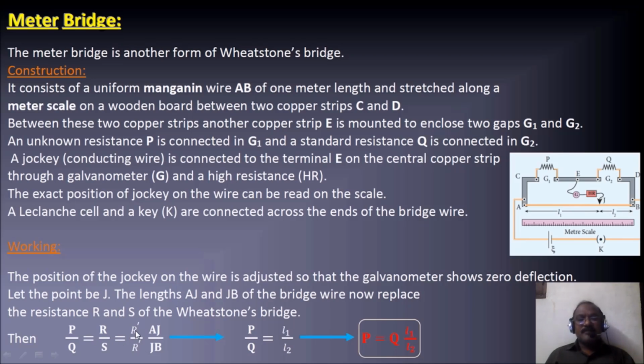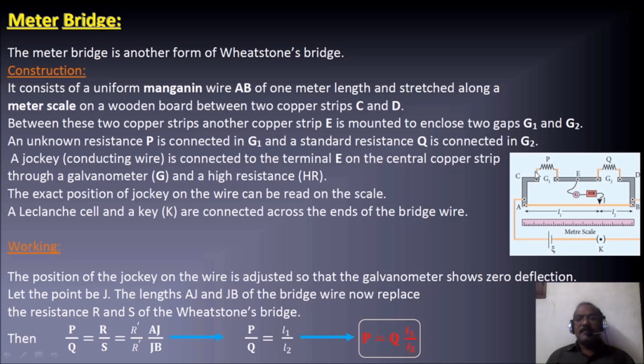In the numerator you can see that instead of R we are writing R dash AJ. That is, if you take R dash as the uniform resistance per unit length, this length AJ we can write as R dash into AJ. Likewise the other length J to B can be written as R dash JB. Since it is a ratio, these cancel each other. We have simply the length AJ equal to L1 and the length JB equal to L2. Therefore the value which we want to calculate, P, is equal to Q into L1 by L2. This experiment is very easy to perform to find the unknown resistance value P.